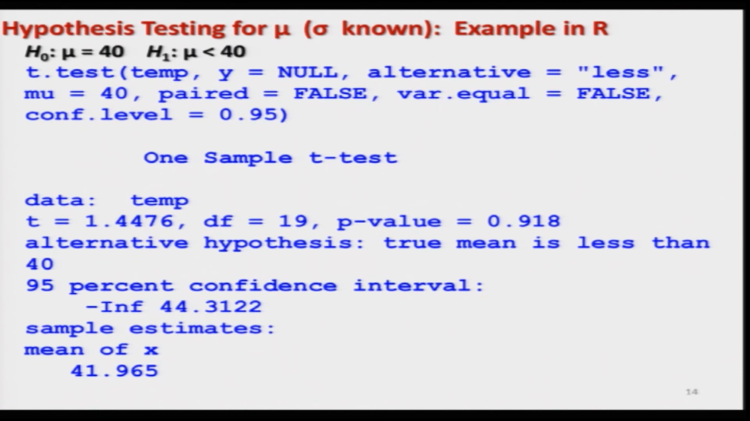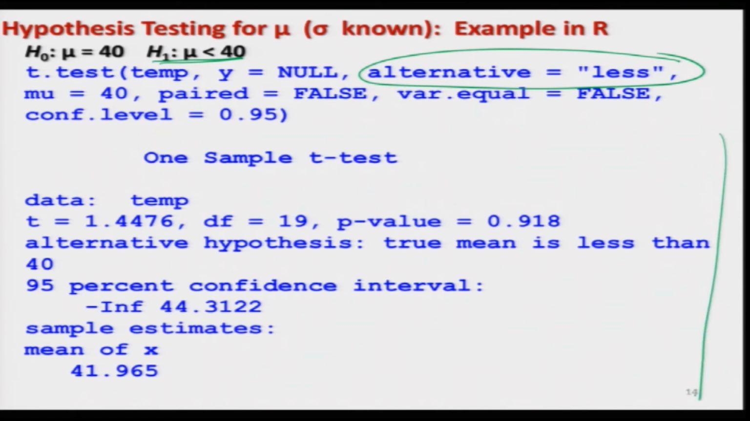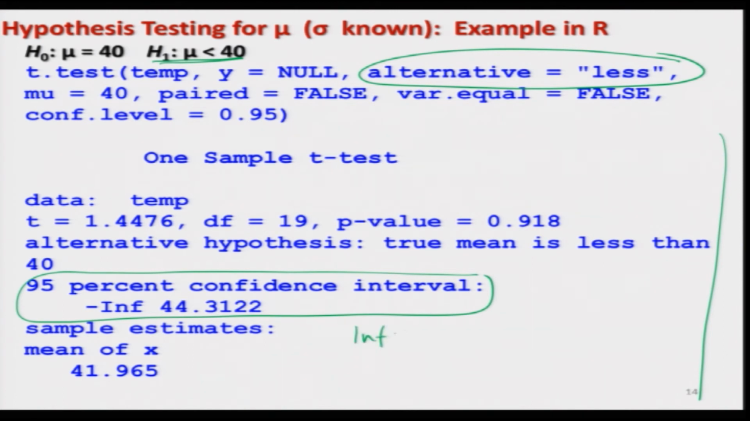Now in case you try to change your alternative so that h1 becomes mu less than 40, then the entire command remains the same. The only thing that changes is the alternative. Now the alternative becomes, inside the double quotes, you have to write less, and then you have this outcome, which can be seen in the same way as we have done earlier. But you can see here that the 95% confidence interval comes out to be minus infinity to 44.3122. So INF means infinity.